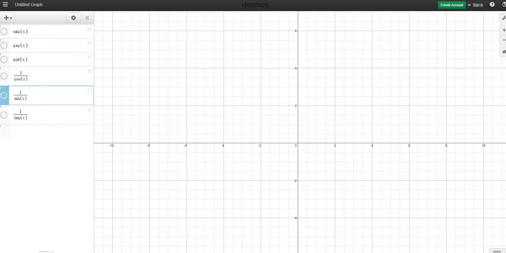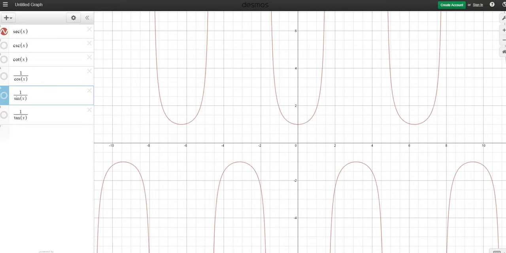Hello ladies and gentlemen, and we continue with our reciprocal functions. First of all, there's secant. Now notice that secant, in its most basic form, is 1 over cos. To prove this, we will activate this, and you can see that they are the exact same thing. See how the color changes.